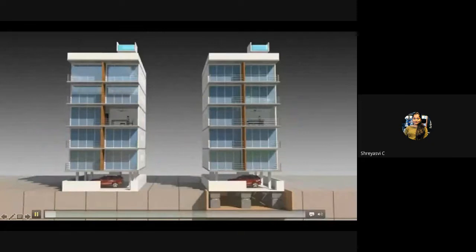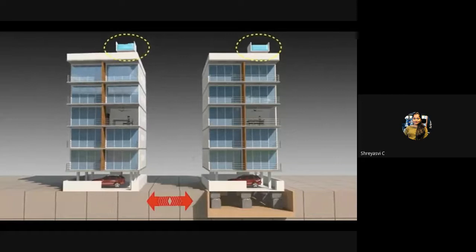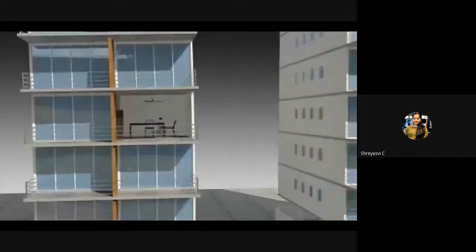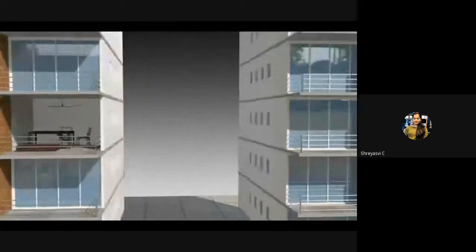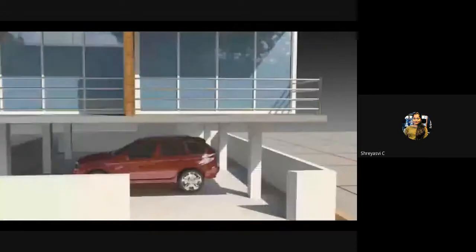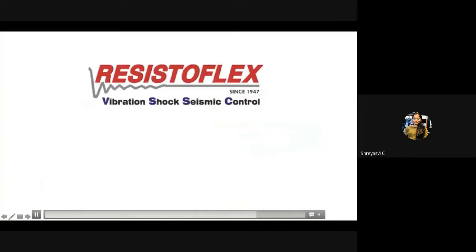So this is an animation that was actually created to show the difference between a base isolated building and a regular building. So this is the kind of action that is taking place, wherein the base itself moves while keeping the superstructure intact. There are many different types of isolators available in the market today, and we will see about them.